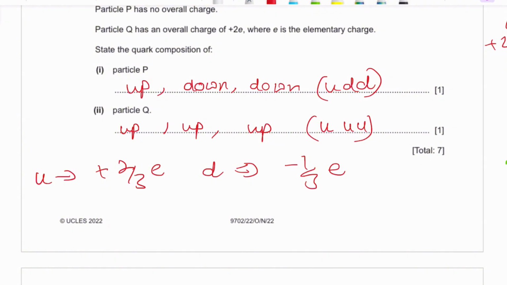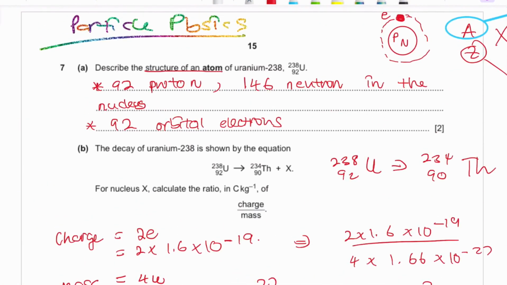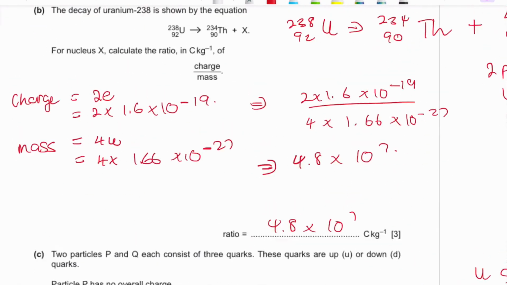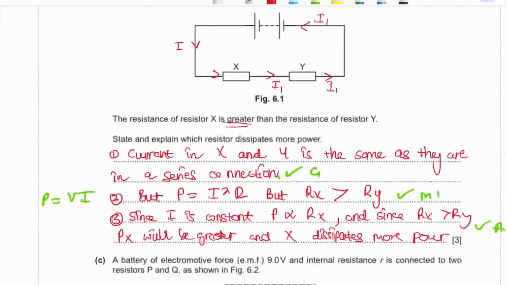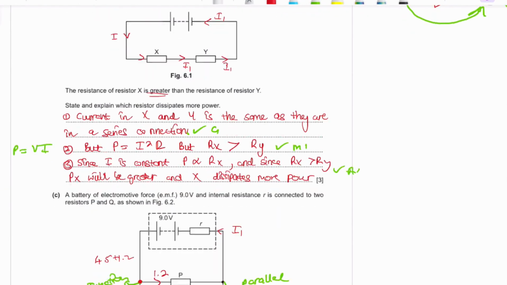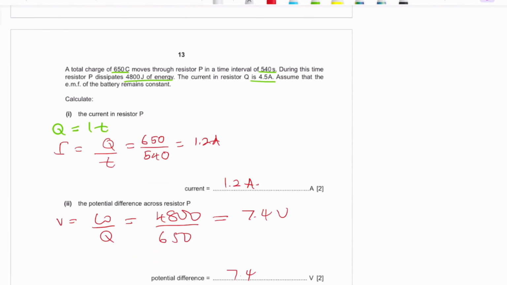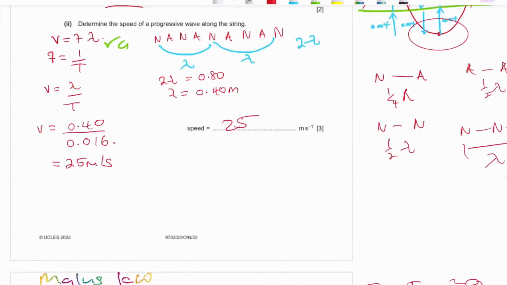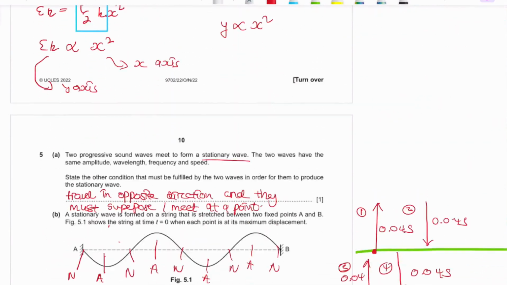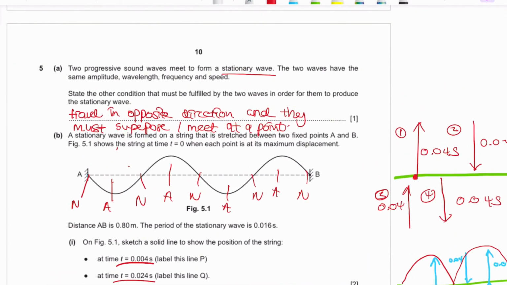So we're done with this paper. It's just a matter of understanding particle physics, the structure of an atom, and working out the situations. Then we had a bit of electricity, asking if you really know about potential difference, what happens in a circuit, and some of the calculations you need to do. Then we had a question on Malus's law, a new addition to our syllabus. And then we had a question on waves in general.